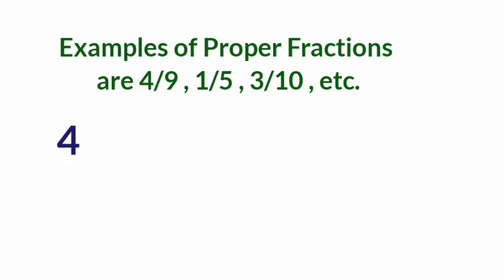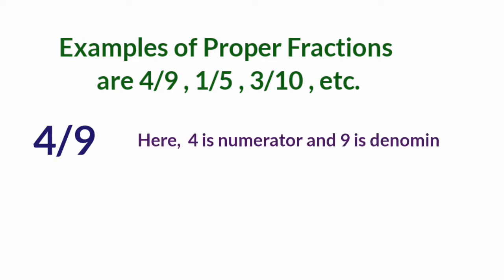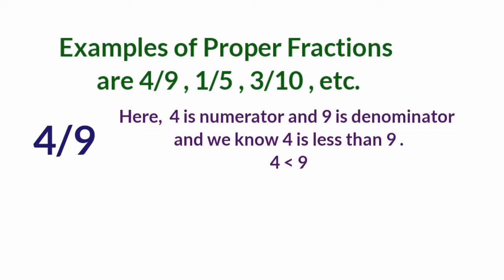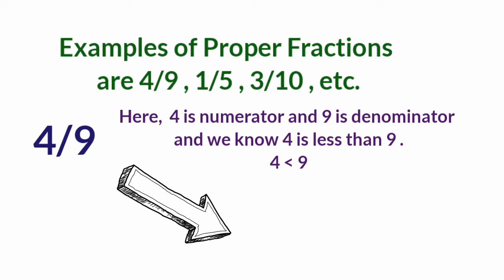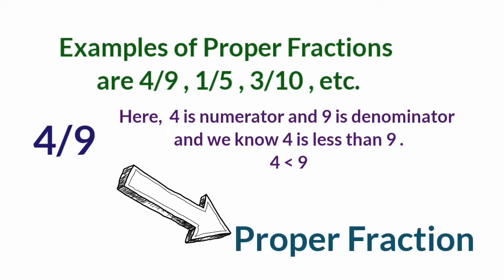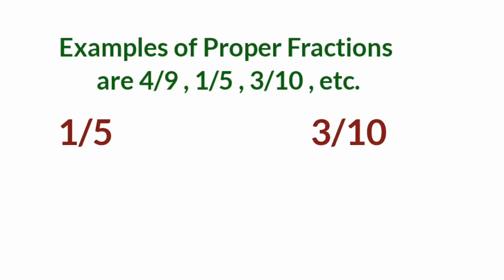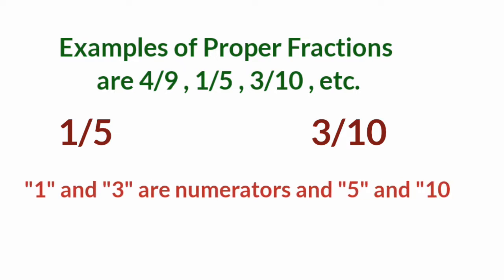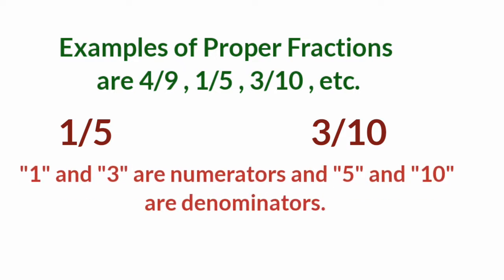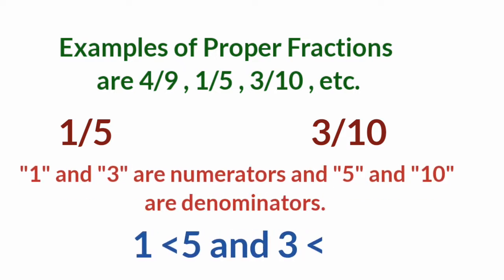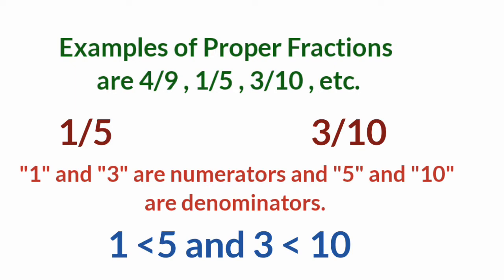Let's take 4 upon 9. Here 4 is the numerator and 9 is the denominator, and we know that 4 is less than 9. It means 4 upon 9 is a proper fraction. Likewise, in fractions 1 upon 5 and 3 upon 10, 1 and 3 are numerators and 5 and 10 are denominators. And 1 is less than 5 and 3 is less than 10. So these are also proper fractions.